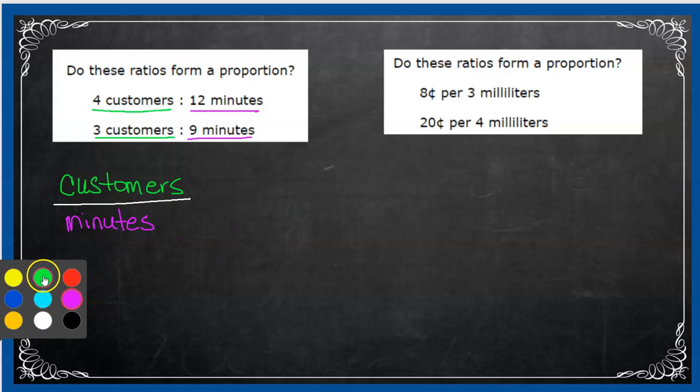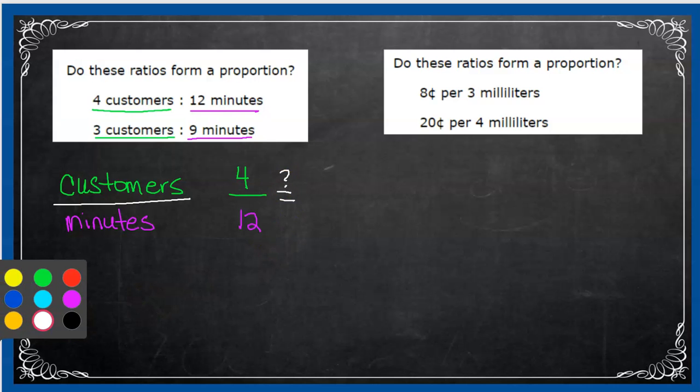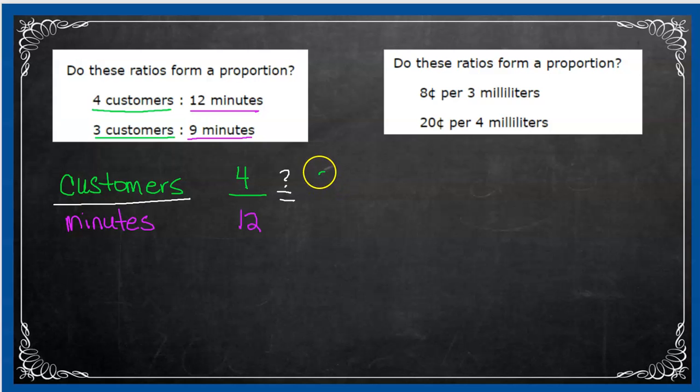So when I write my first fraction, I want to write 4 customers to 12 minutes. So 4 over 12. And then when I write my second fraction, and I'm trying to figure out if they are equal to each other, I want to write 3 customers to 9 minutes. I don't want to get these reversed. If I reverse one of them, then it won't turn out correctly. I won't be able to figure out whether it's a proportion or not. So just be sure that you keep those in order as you write your proportion.